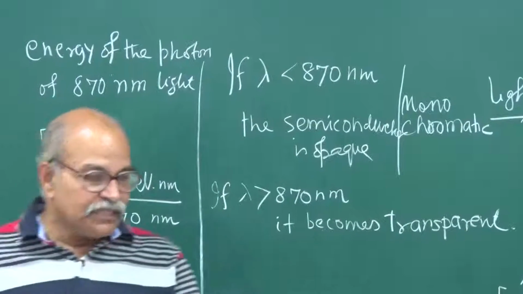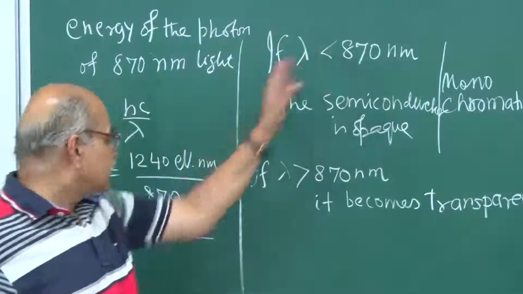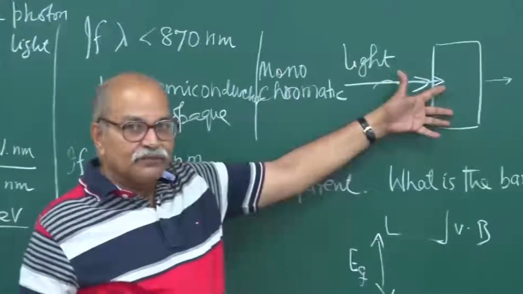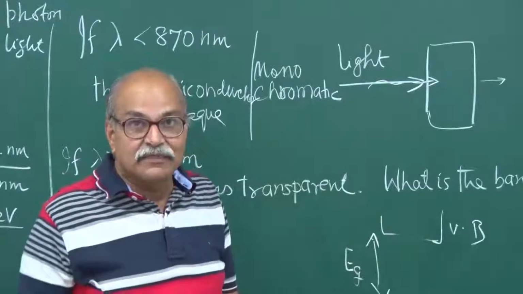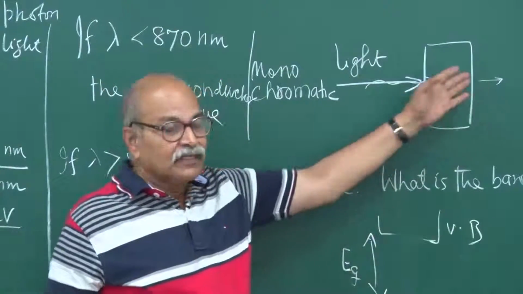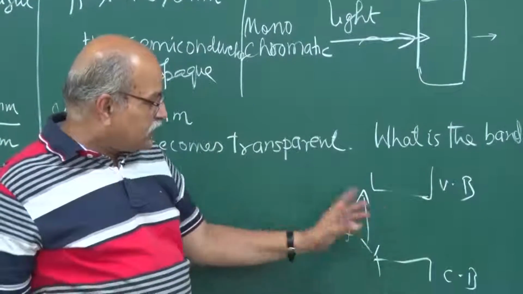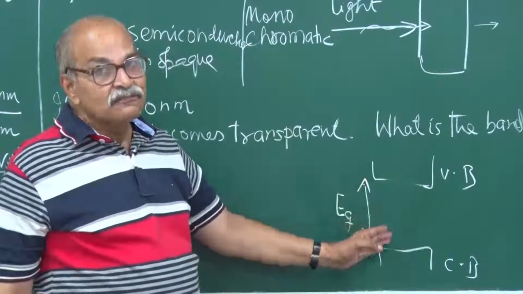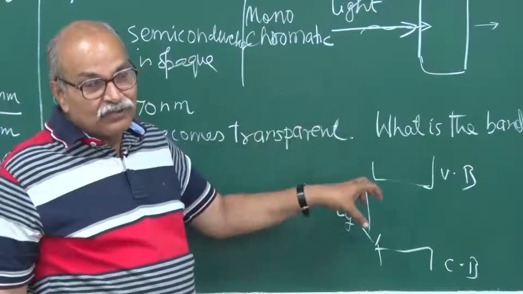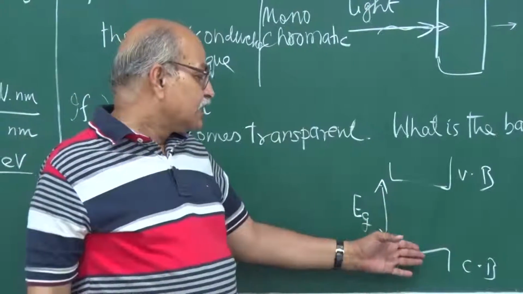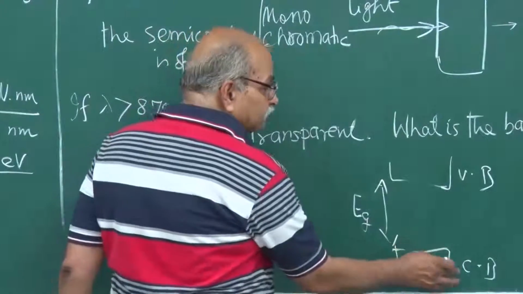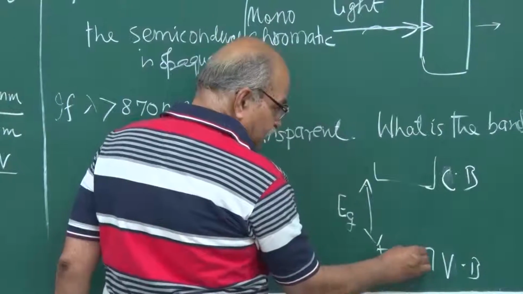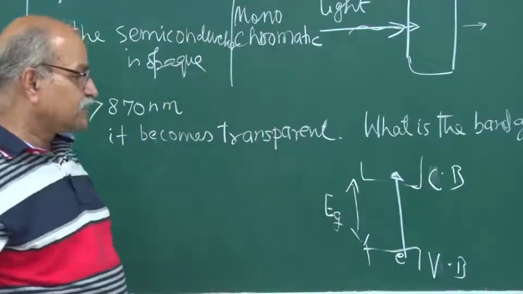So, that means if lambda is less than this, the energy is more than 1.42 eV. If the energy is more than 1.42, then it gets absorbed. It is opaque, light doesn't come out. So how can it absorb? It can absorb if the band gap is 1.42 eV. Then this photon of 1.42 eV can get absorbed and can take an electron from this valence band to this conduction band.